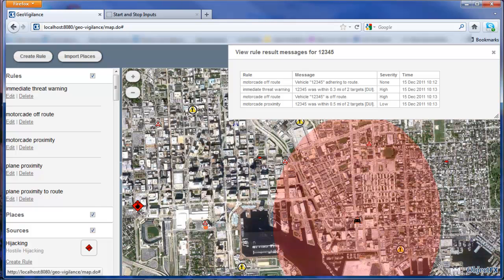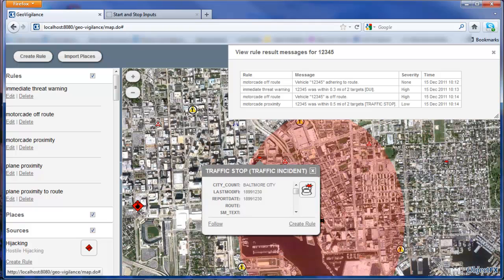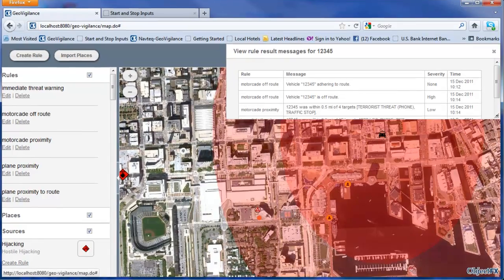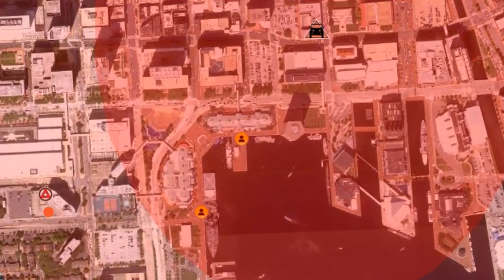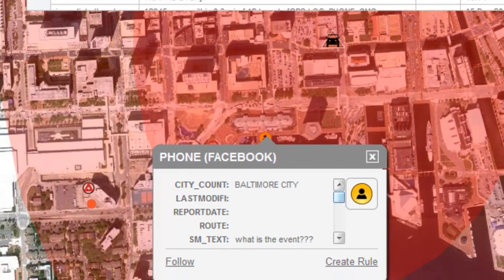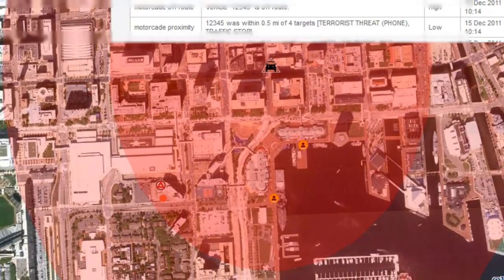As the motorcade moves through the city, the analyst has the ability to filter threat warnings by changing established rules to see only incidents that are directly related to their mission. This is a powerful tool that allows clarity of information through the massive amounts of data that are feeding into the complex event processor.